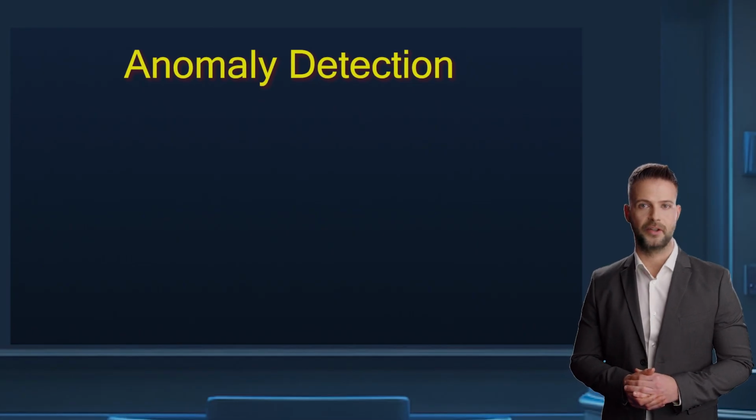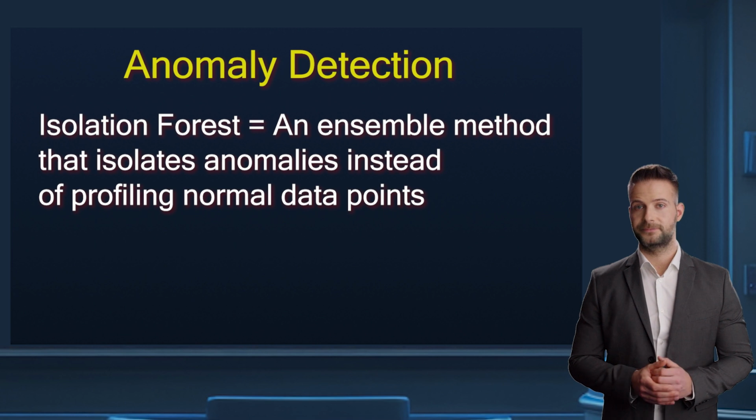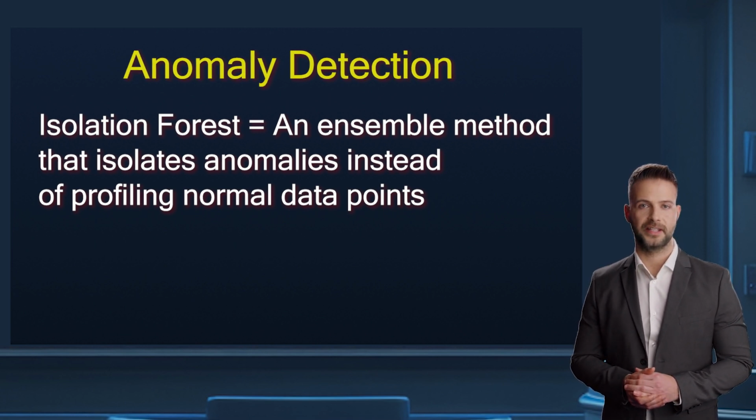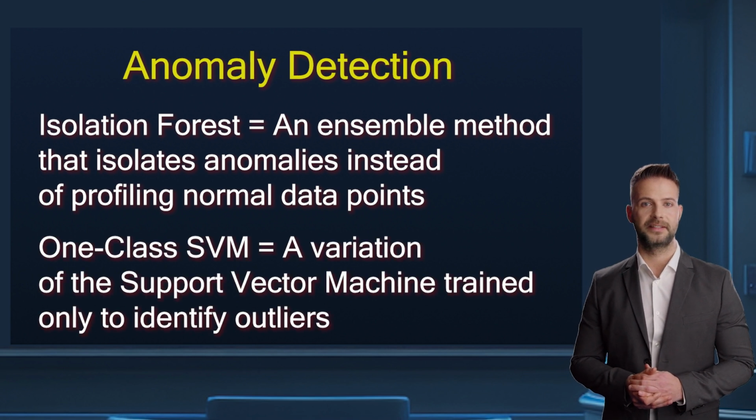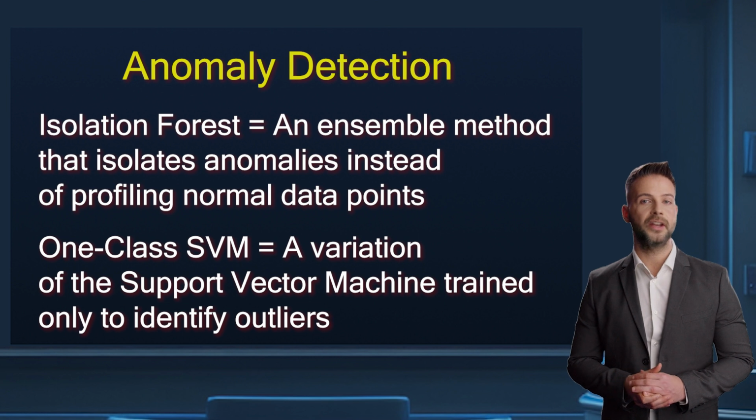Some of the techniques include isolation forest. This is an ensemble method that isolates anomalies instead of profiling normal data points. Or perhaps one-class SVM. This is a variation of the support vector machine that is trained only on the normal data to identify outliers. So those are some anomaly detection techniques, and that is the end of our discussion on some techniques we use in unsupervised learning.